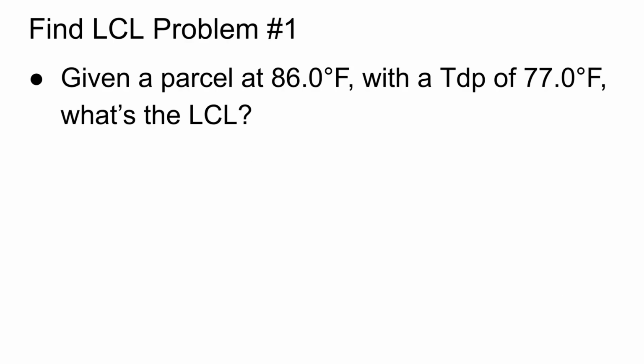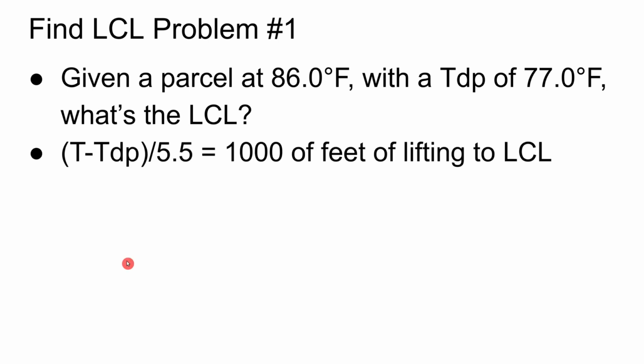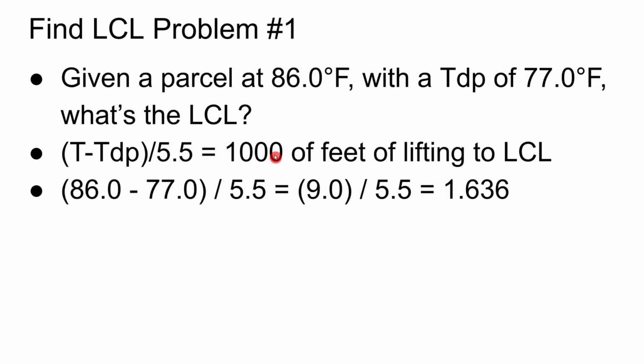So we've got a parcel at 86 degrees with a dew point temperature of 77.0 degrees. What's the lifting condensation level? So temperature minus dew point divided by 5.5 tells us how many thousands of feet of lifting we'll have to do. 86 minus 77 divided by 5.5. 86 minus 77 works out to 9. 9 divided by 5.5 equals 1.636. So that's 1.6 thousand feet.